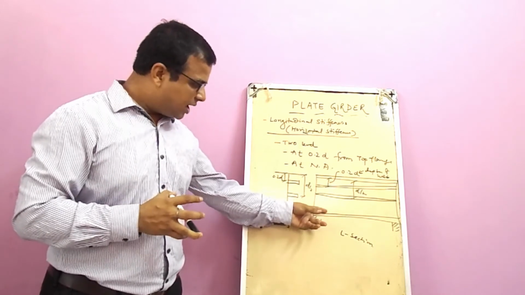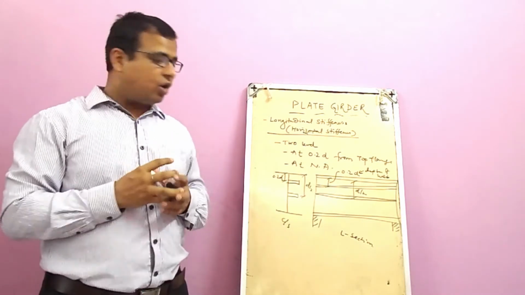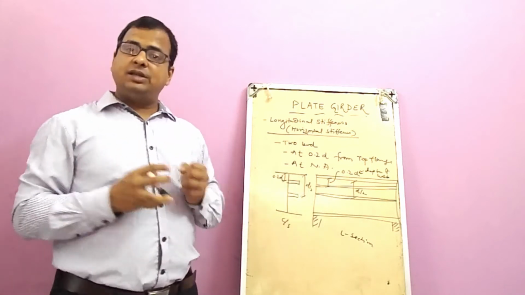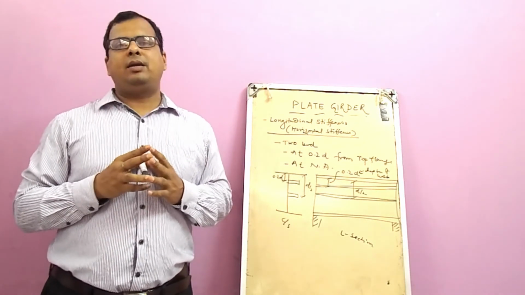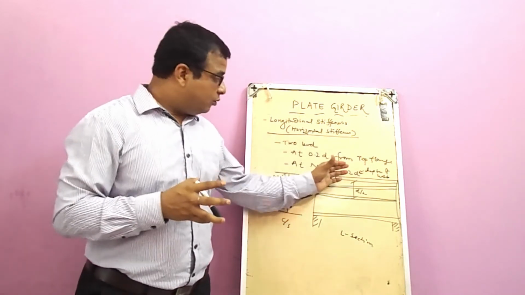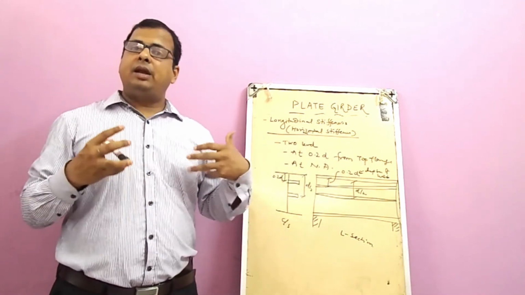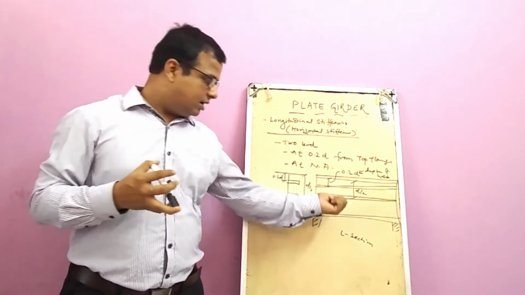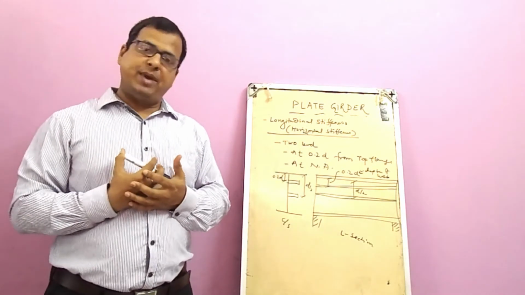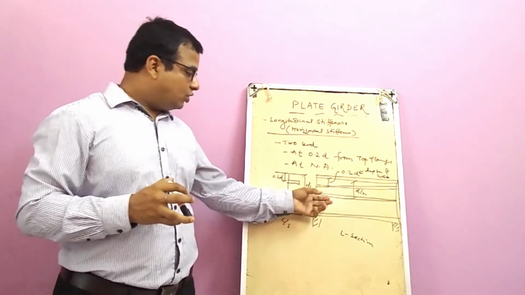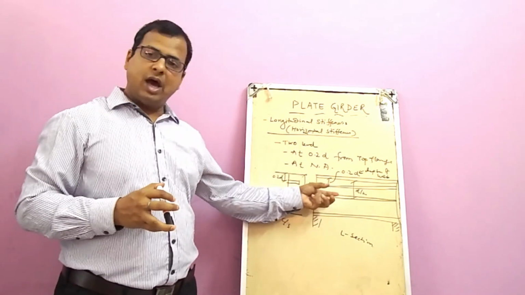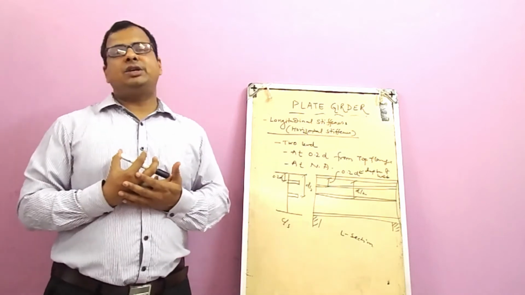Why do we not provide stiffeners below this neutral axis? Because below the neutral axis there will be tension due to the bending, and the buckling will be taken care of by that tension due to the bending. So hence there is no requirement of longitudinal or horizontal stiffeners below the neutral axis, in the tension zone.